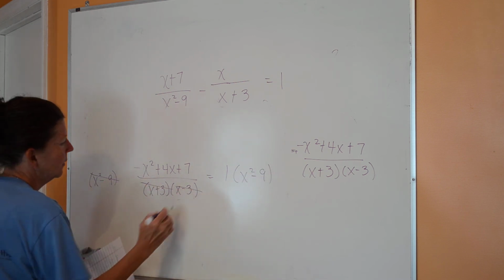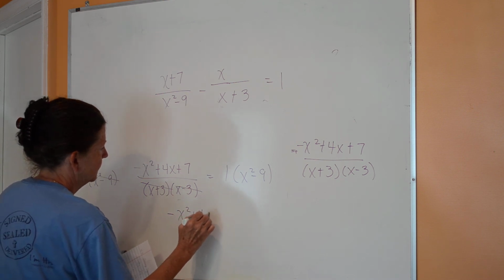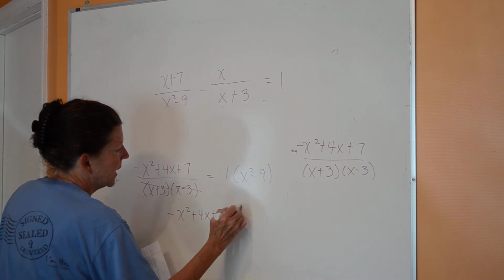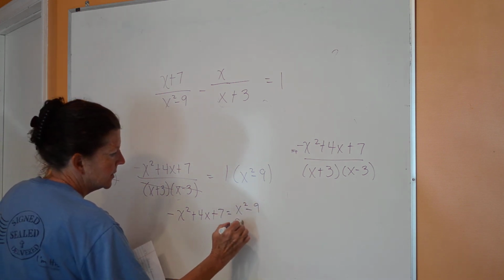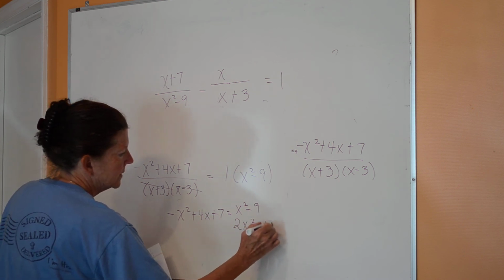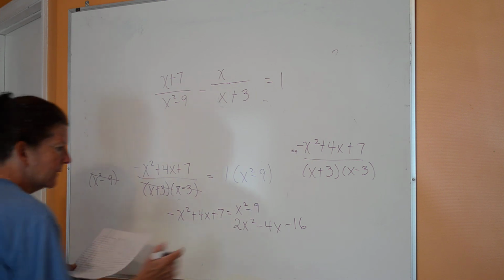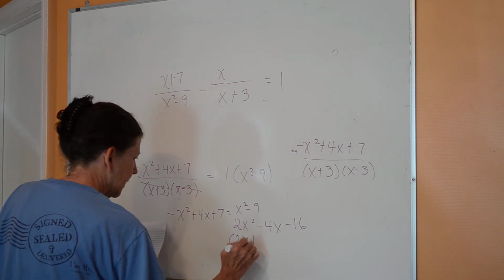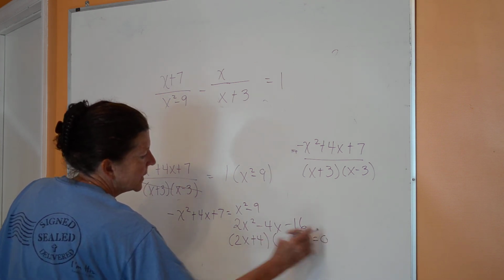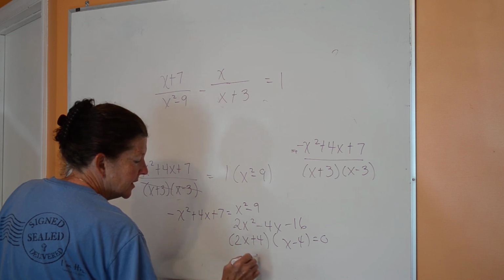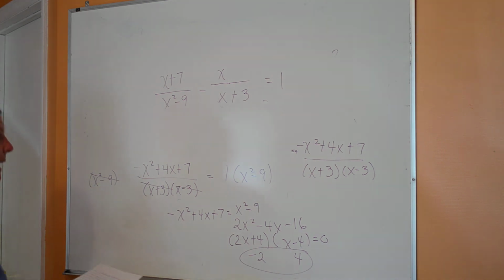It factors out there. I'm left with negative x squared plus 4x plus 7 is equal to x squared minus 9. I'm going to take that to this side, so it's 2x squared minus 4x minus 16. And then I can factor that into 2x plus 4 and x minus 4 equals 0. I set them both equal to 0 and solve. This is going to give me a negative 2, and this is going to give me a positive 4. So those are my two answers.